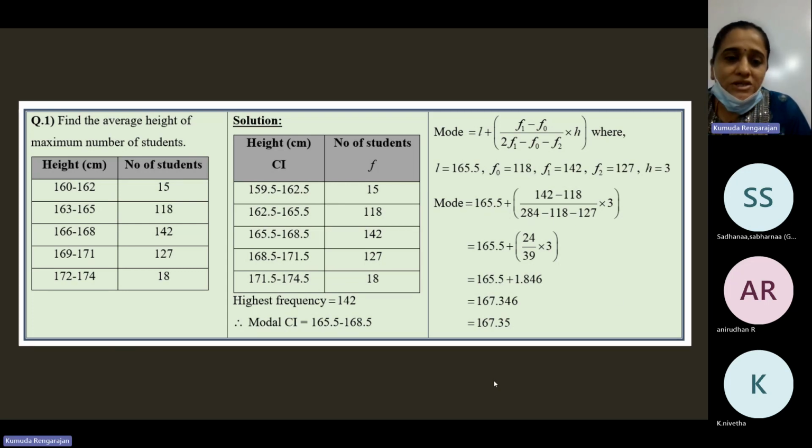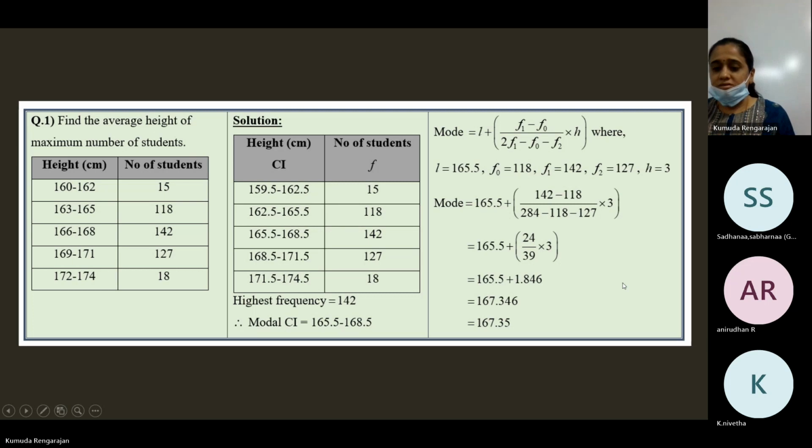Online children, I forgot to mention one thing. The class intervals are not continuous. I have mentioned in the classes earlier that to find median and mode, you have to make the class intervals continuous if they are not continuous. So in the question, you see it is 160 to 162, 163 to 165. They're not continuous. So you have to make them continuous and then find mode. Always remember that. To find median and mode, make the class intervals continuous.